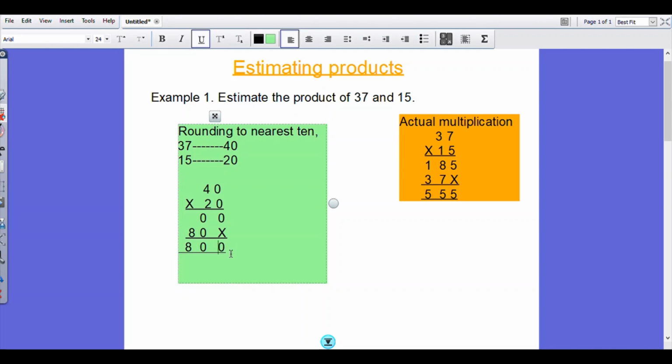Now the estimated product of 37 and 15 to the nearest 10 is 800, and the actual multiplication is 555. If you multiply by rounding to the nearest 10, first convert the numbers to the nearest 10 and then multiply, so the product is 800.